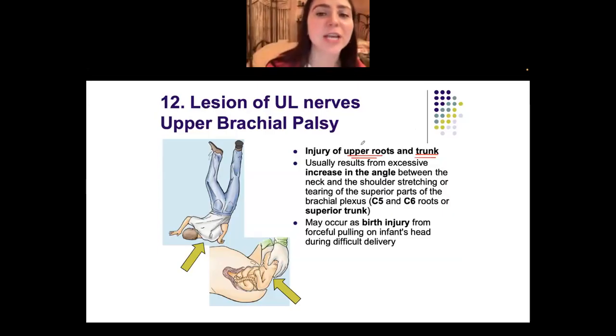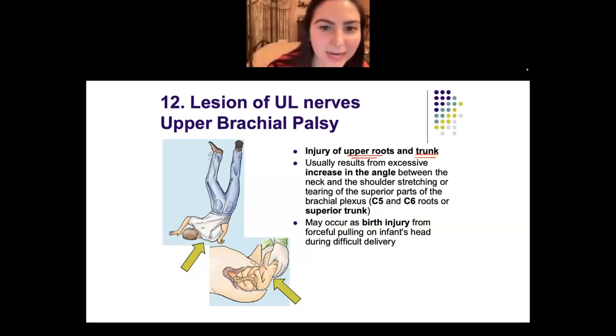You just injure the upper roots and the upper trunks of the brachial plexus. And a lot of the times you can tell that this is the injury because of how the patient sustained the injury. And there's one for lower trunk. So this is the upper trunk. It's basically like you fall.